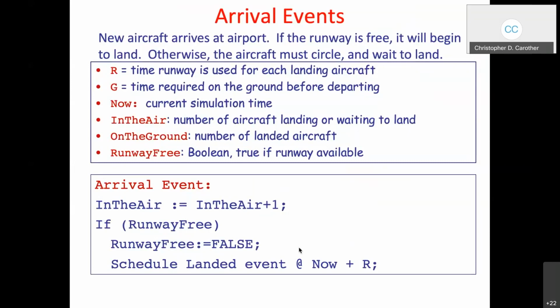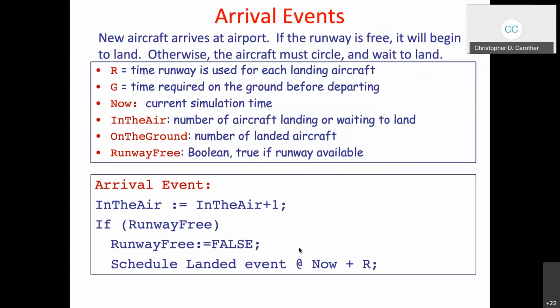Then we say if the runway is free, we reset it to false, setting that Boolean variable to false, because we know we're going to be scheduling an event in the future that's going to occupy the runway. And so we're saying there's going to be a landing event at time now plus the time it takes for each aircraft to land. So we're scheduling an event into the future at time now plus the variable R.